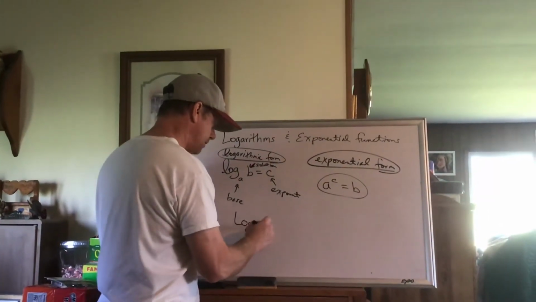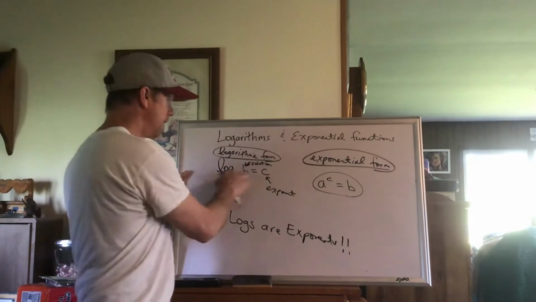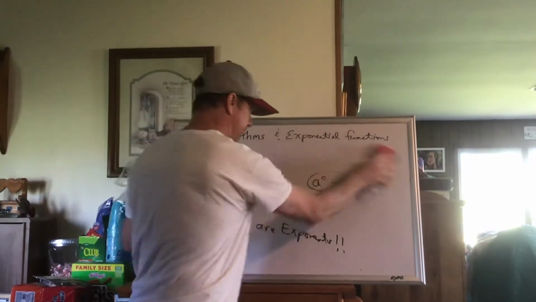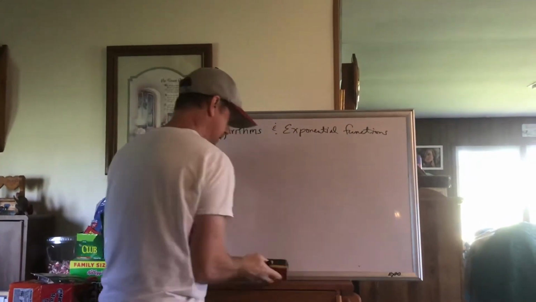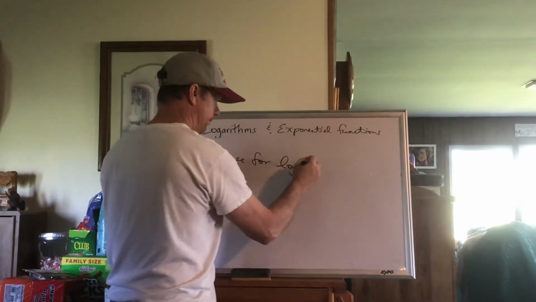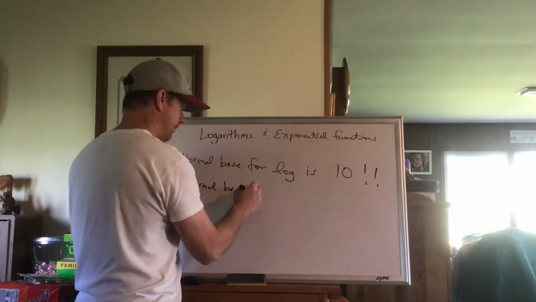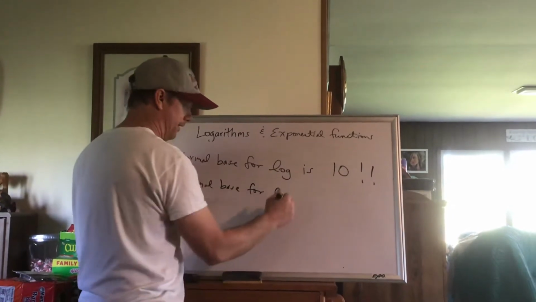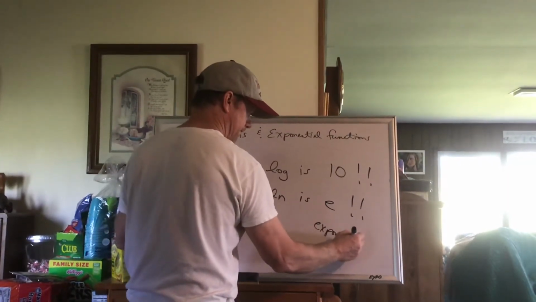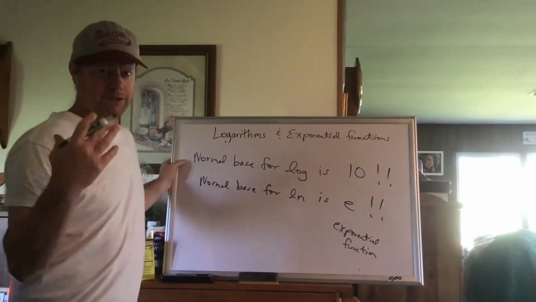So I always say logs are exponents. Okay? So that's some general information you need to know. The normal base for a logarithm is 10. The normal base for a natural logarithm, abbreviated ln, is e, your exponential function. E is your exponential function. It's not a variable, it's your exponential function.